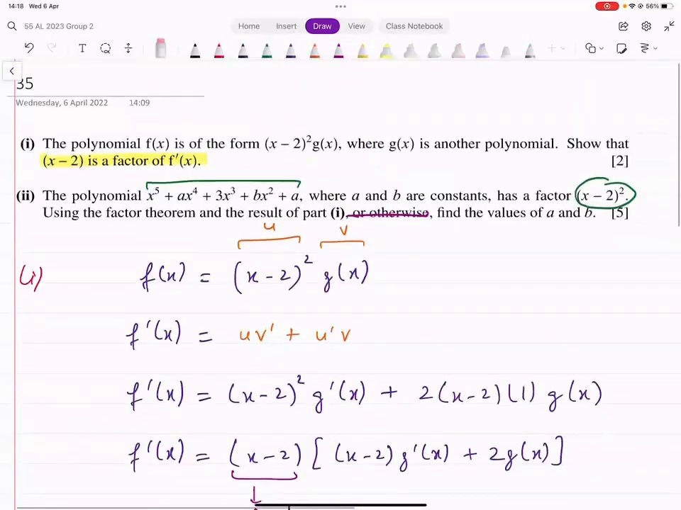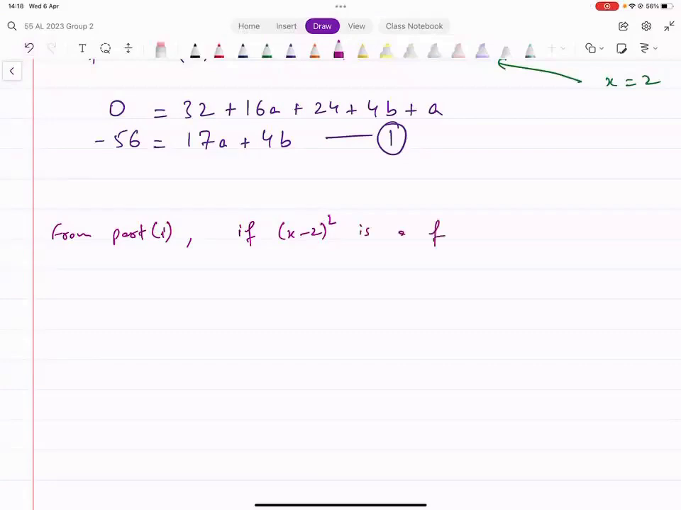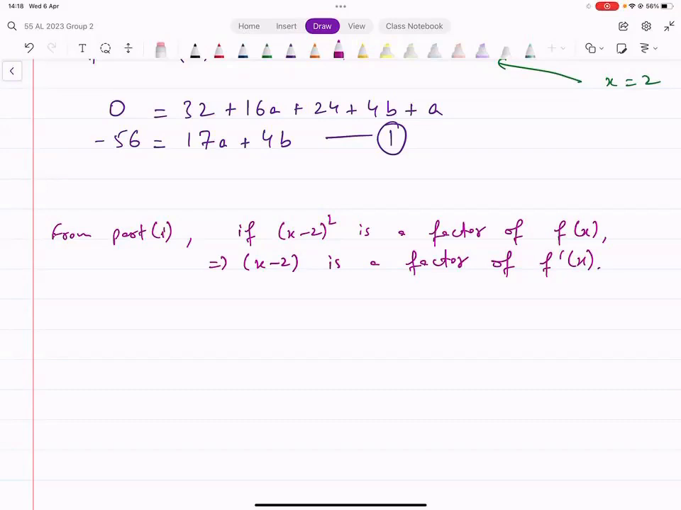Let me write that in words here. So from part 1 we know, if x minus 2 whole square is a factor of f of x, what that implies is x minus 2 is a factor of f dash of x. Okay, that's what we've done in the first part.